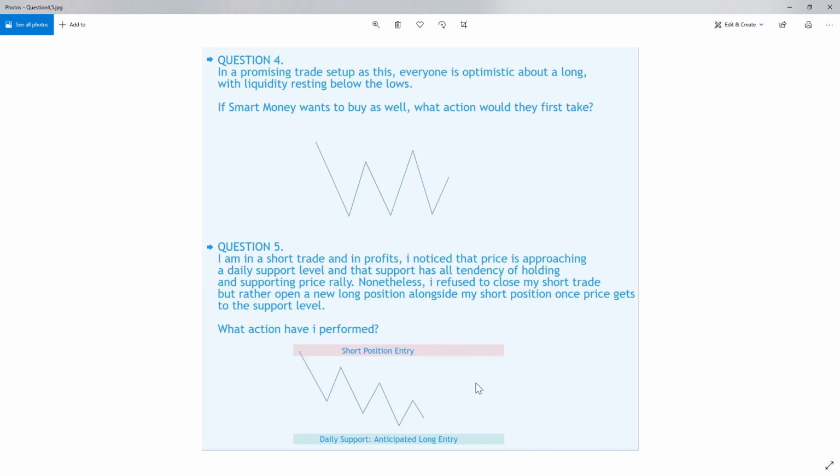So what action have you performed there is an edge trade. You have edged your position. That is edging.